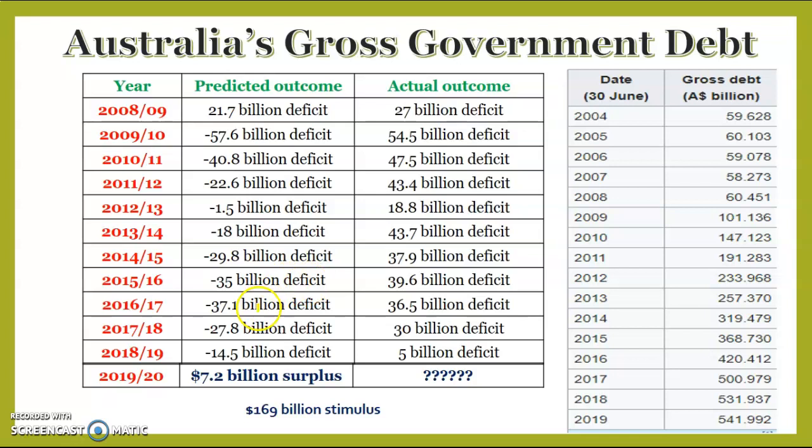Even if the deficit gets smaller, so if you look at these two years, the deficit went from 37 billion to 27 billion, government debt will still increase because we're still spending more than we're earning. So we actually have to run a surplus to reduce government debt.